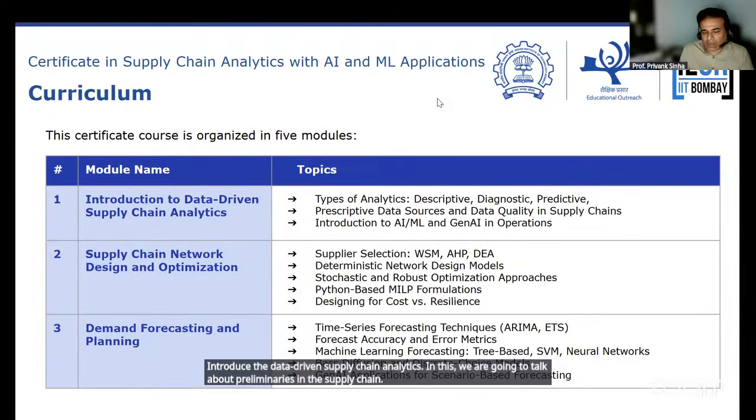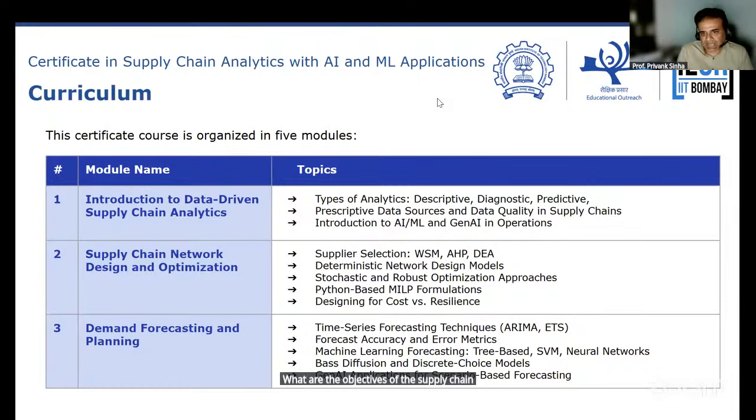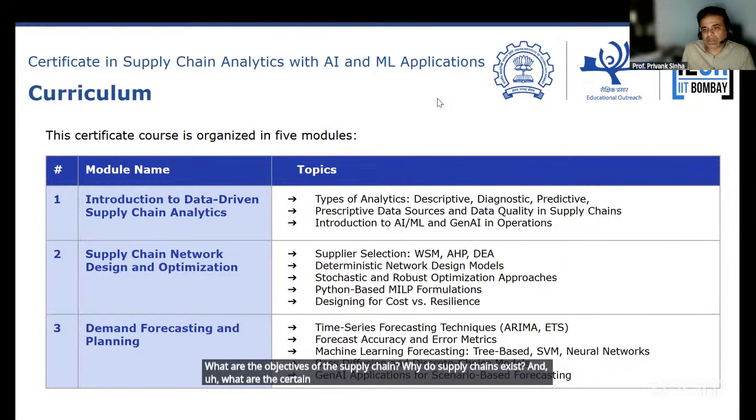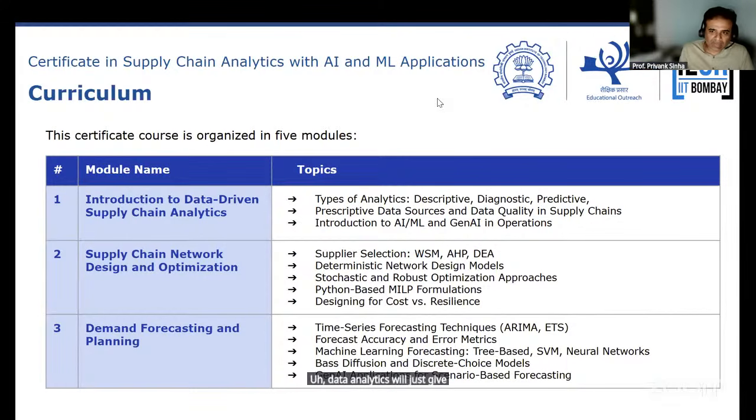What are the objectives of the supply chain? Why do supply chains exist? And what are the certain preliminaries? And then we will also talk about data analytics. We'll just give the overview of data analytics techniques.